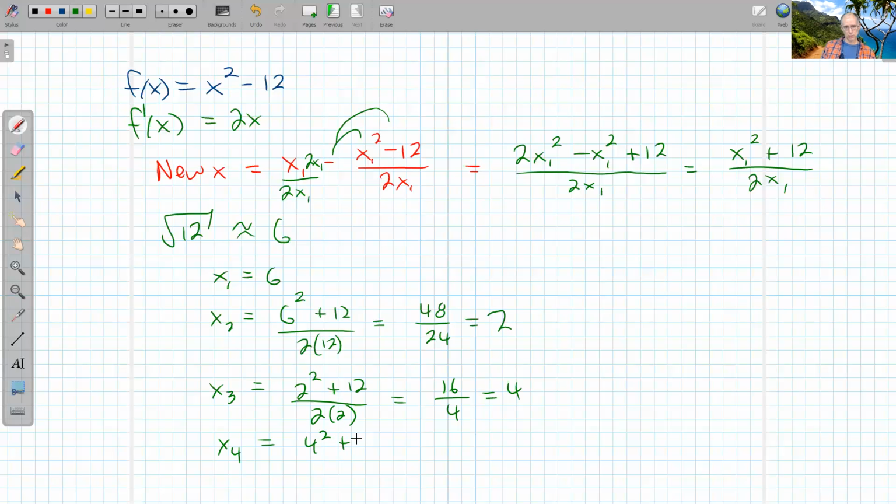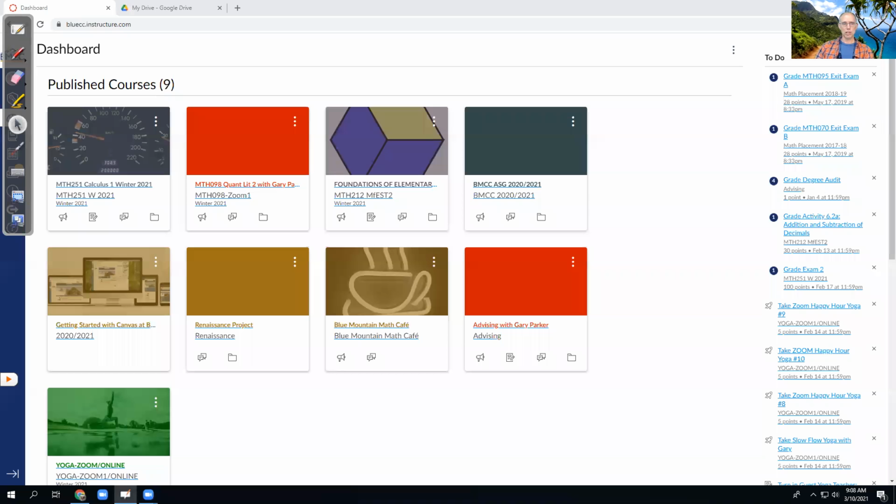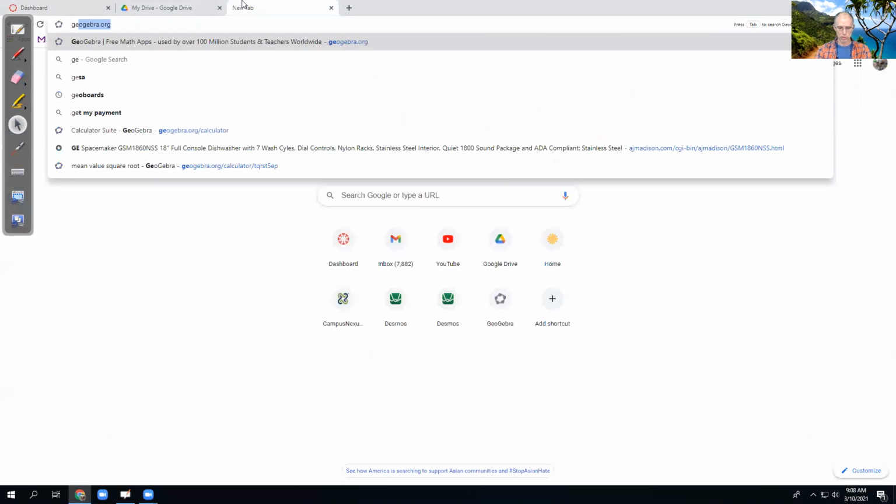4 squared plus 12 over 2 times 4. 16 plus 12 is what? 28 divided by 8, which is what? 4 goes into 28 7 times 2, so that gives me 3.5. And then we're going to start getting decimal values, which is pretty typical. So I'm just going to whip out a calculator to automate this a little bit more. And I think I will use Geogebra today.